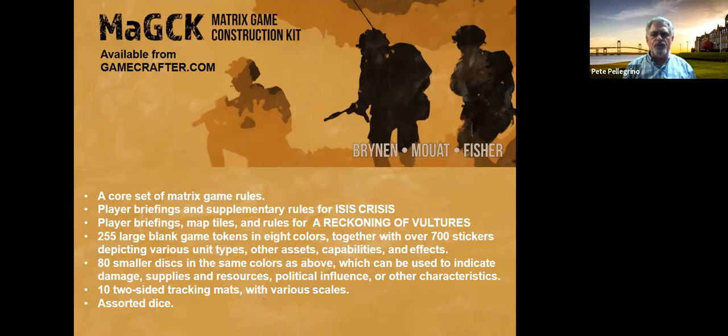So yes, they're low overhead, but usually a Matrix game helps if you have some sort of map, especially for a game involving any type of geography, and some way to represent some of the entities in play, perhaps. So the Matrix Game Construction Kit, the MAGCK, is available for sale at gamecrafter.com. Just Google, once you get there, search on MAGCK.